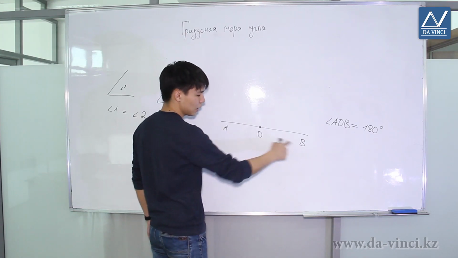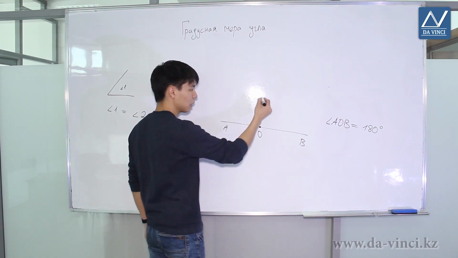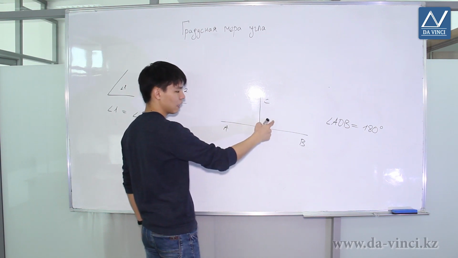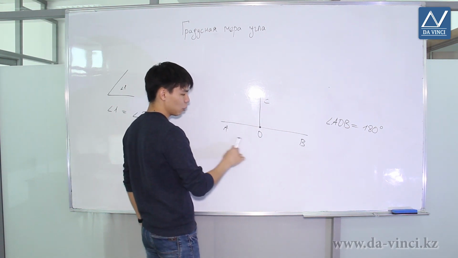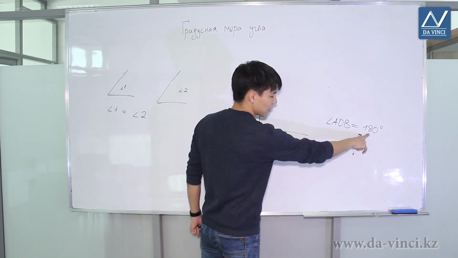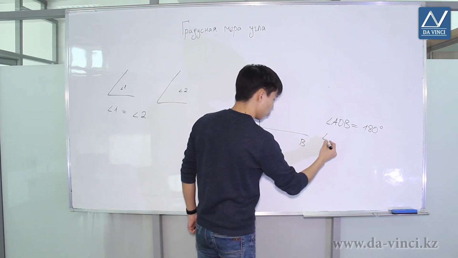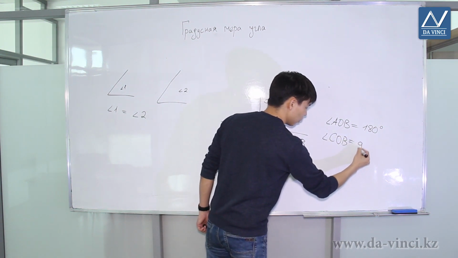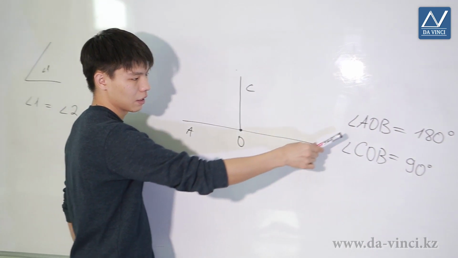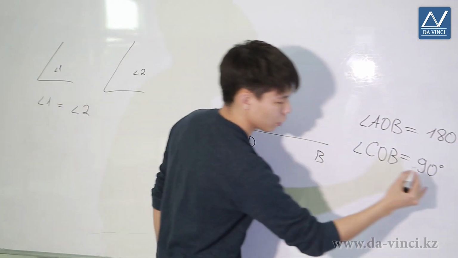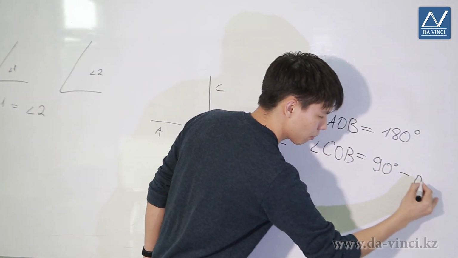If I divide the straight angle into two equal angles, let's say I draw a ray OC that divides it into two equal angles, then each of the resulting angles, AOC and COB, will be equal to half of 180 degrees. That is 90 degrees. I will write, for instance, the angle COB is equal to 90 degrees. That is to say, half of the straight angle is 90. An angle of 90 degrees is called a right angle. If the angle is 90 degrees, it's considered right.